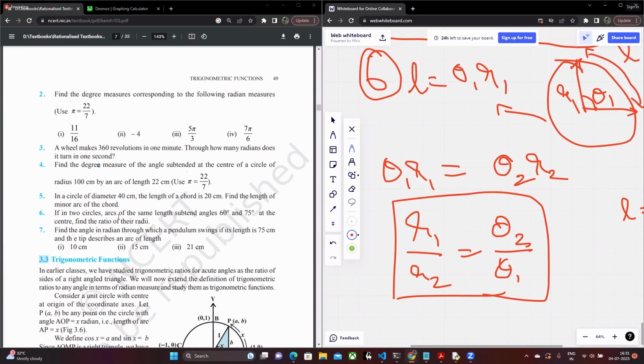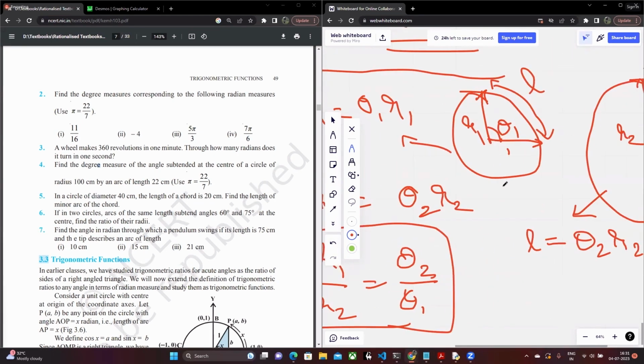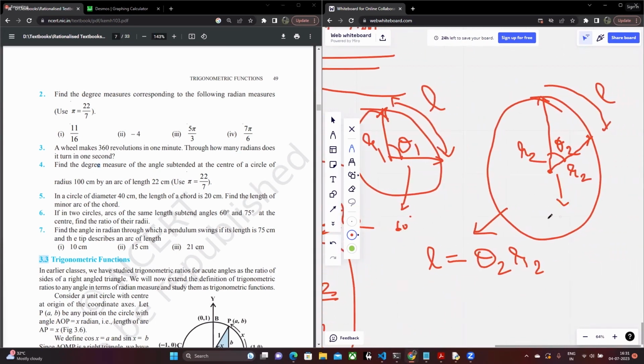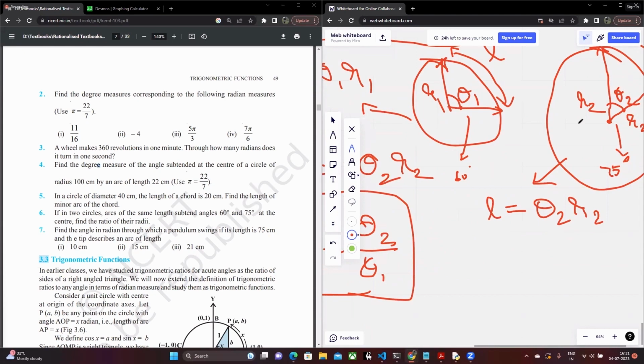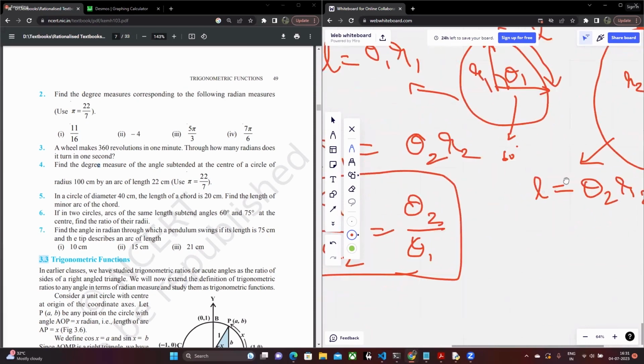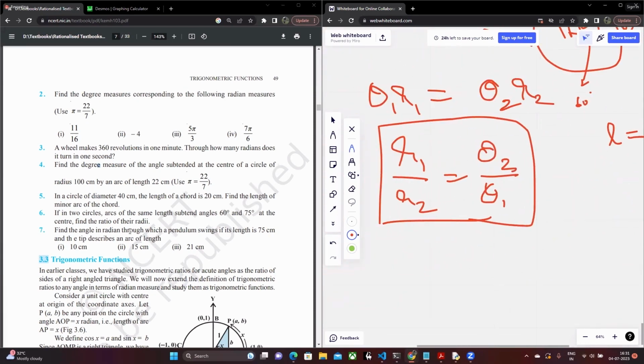In two circles of the same length, arcs subtend angles 60 and 75 degrees at the center. They've given us that this is basically 60 degrees, and this angle is 75 degrees. I should have interchanged these angles because this is very close to 60, but even then, whatever. This is not to scale, all right, people. Forgive my shoddy drawings.